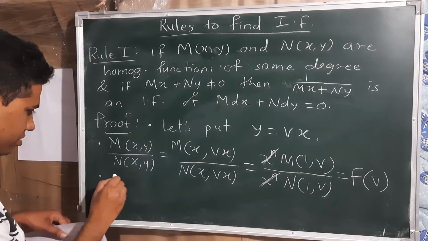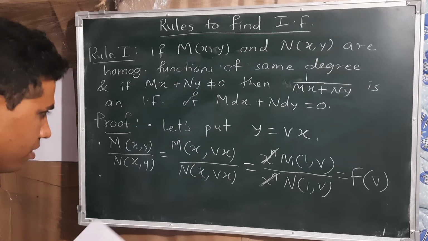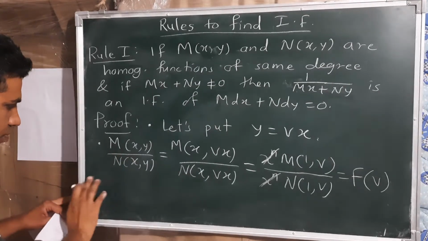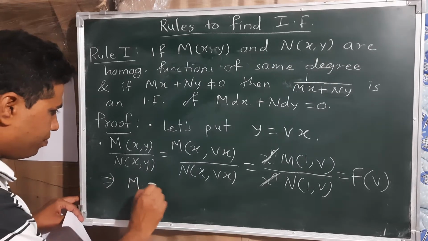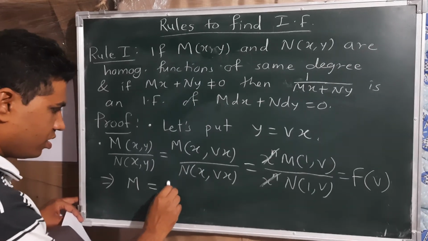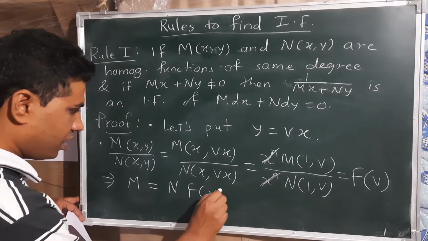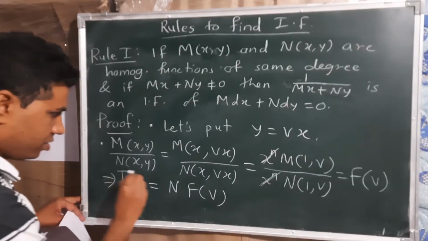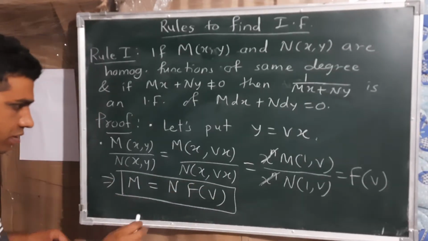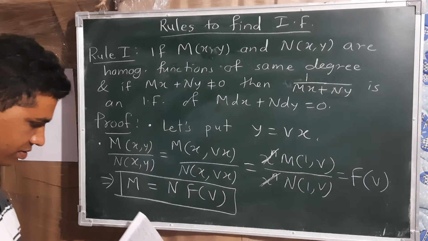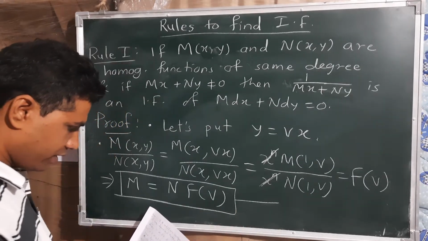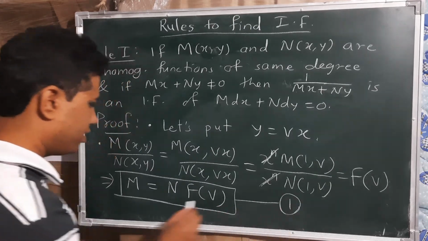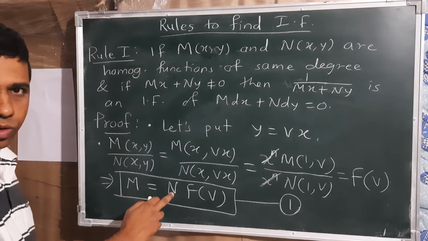Further, from this equation we can write M equal to N into F of v. This will be used in further computations, so we call this 1. M equal to N into F of v.